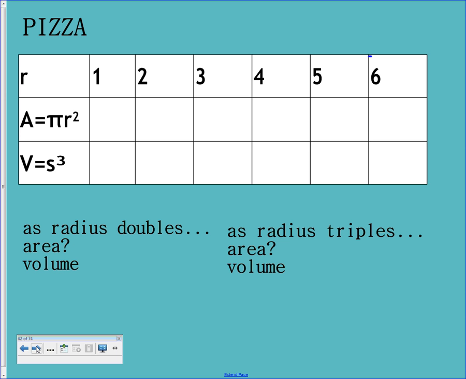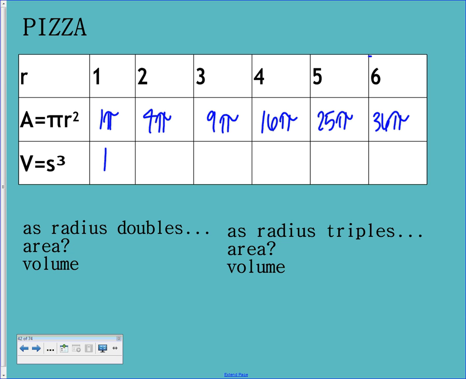So we'll first look at the area. Well, area is pi r squared. So if I have a radius of 1, that gives me an area of 1 pi. If I have a radius of 2, 2 squared is 4, that gives me an area of 4 pi. 3 would be 9 pi, 4 would be 16 pi, 5 would be 25 pi, and 6 would be 36 pi. We can also take a look at a volume, which has a formula of s to the third.